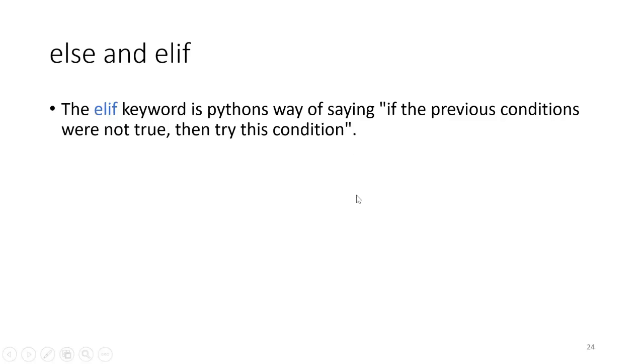With if statements, we always need to have else statements as well. In Python, we have 2 versions of an else statement. One is called else and the other one is called elif. Let's see how they differ. The elif keyword in Python is a way of saying if the previous condition was not true, then try this condition. So it comes again with another if inside it. It is called elif.